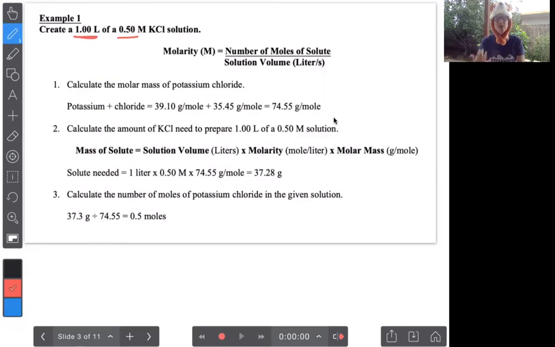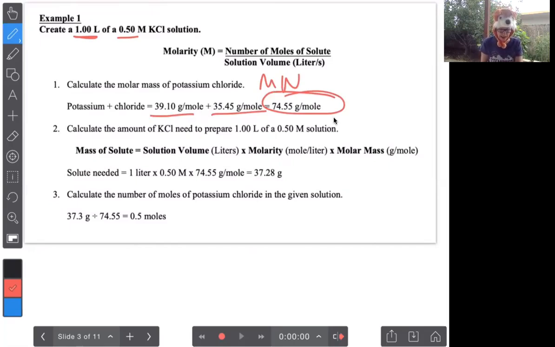So first we have to find the molar mass of potassium chloride. If we have potassium and chloride, then we can figure out what their molecular weight is. Molar mass, molecular weight, same thing. So if potassium is 39.1 grams per mole, chloride 35.45 grams per mole, potassium chloride is 75.55 grams per mole. Okay, so we want to prepare a 1 liter solution of a 0.5 molar solution. So mass of solute equals solution volume times molarity times molar mass. Essentially the same formula that we used on the previous page.